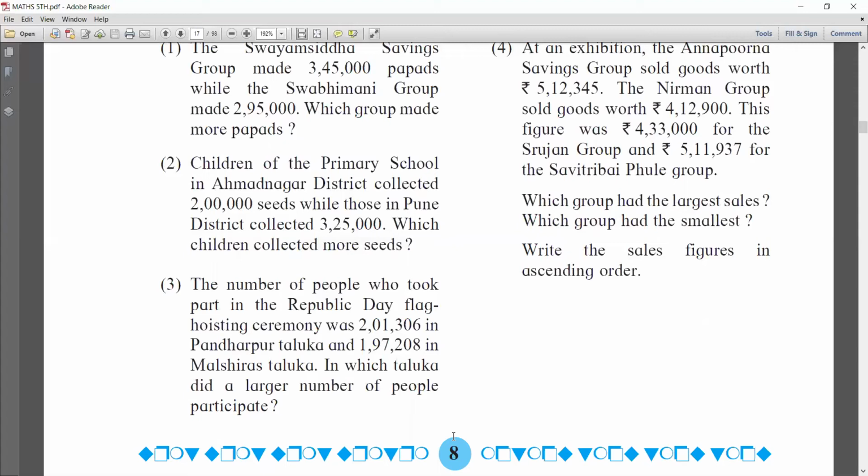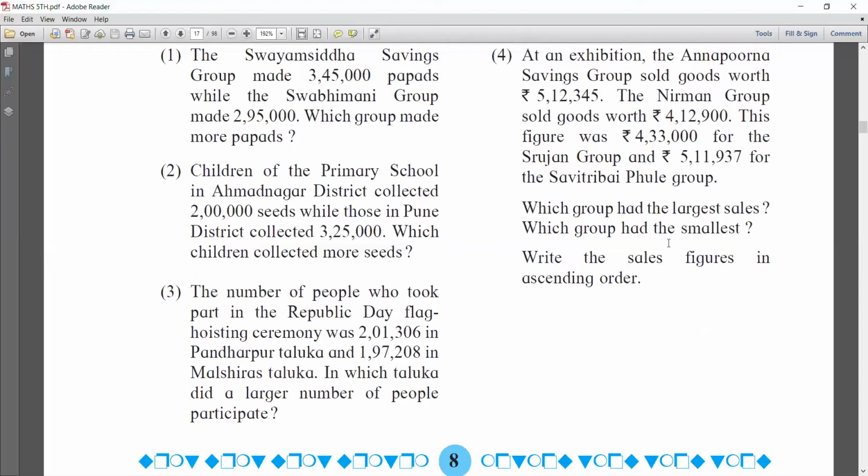From these two numbers, you have to simply find out which number is the greater one. The question is, you have to find out the larger number of people who participated in the Republic Day flag hoisting ceremony. So here it is clear, that is 2,01,306. Okay, so this is the third one. I explained it to you. We will move to the fourth one.